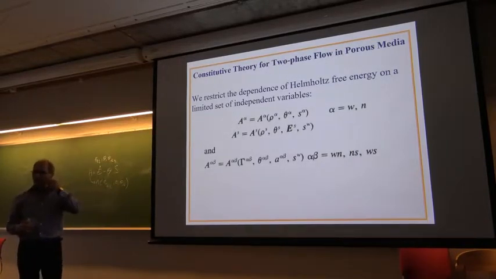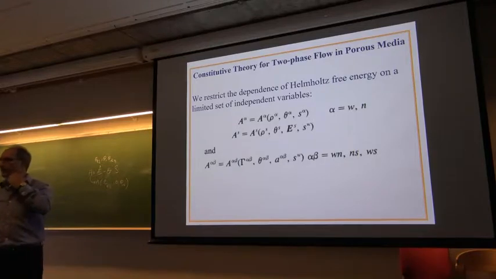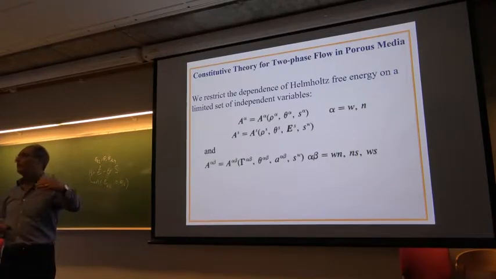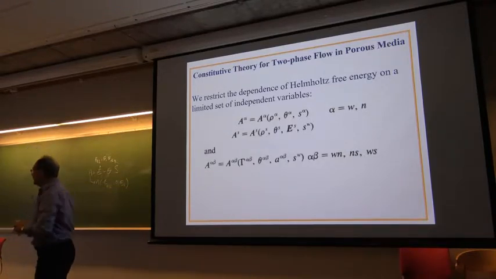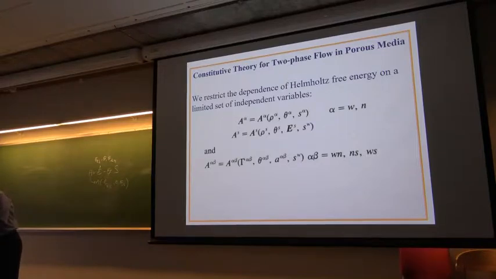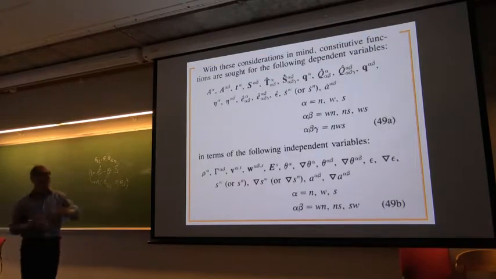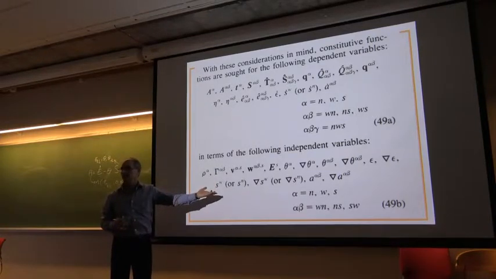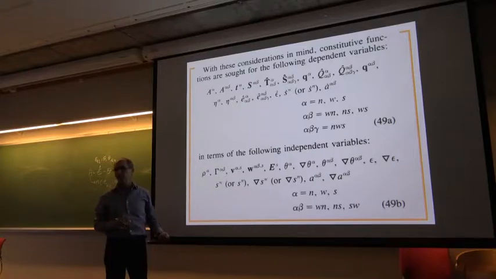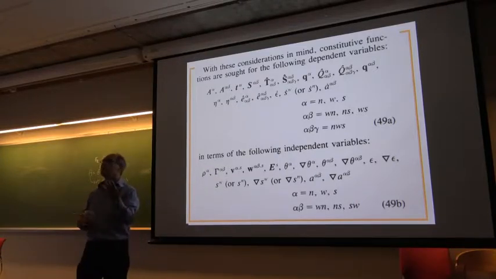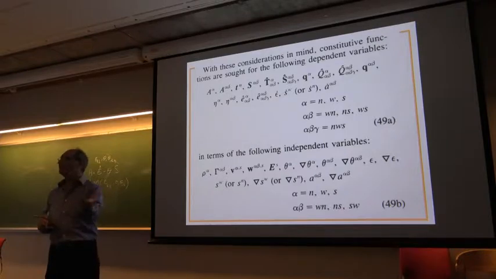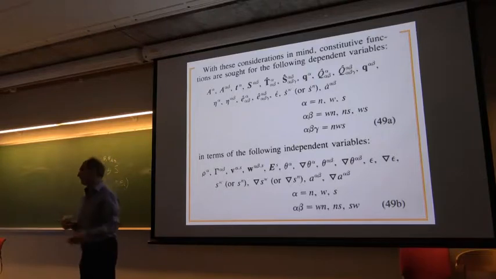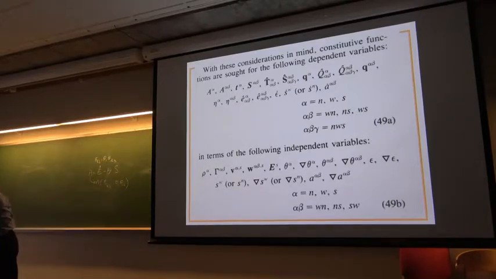One of the axioms I didn't mention explicitly is called the axiom of equipresence, which means that once you choose a set of independent variables, all of the constitutive functions depend on this set. Don't make a discrimination. That's the axiom of equipresence. But these are axioms, they are not theories. We propose them. We together subscribe to them. So we can also together decide, yeah, that's not a bad idea.